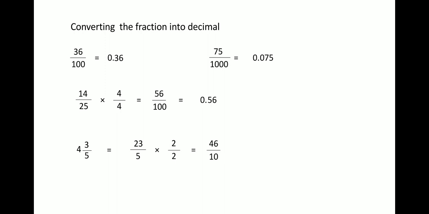Now 46 by 10, again we'll write 4 and 6 and we'll count the number of zeros down there in the denominator. Since there is only 1 zero, counting the digits from the right hand side, we count only 1, and there should be the decimal point in front of 6. So your answer is 4.6. So this way we can convert fractions into decimals or decimals into fractions.